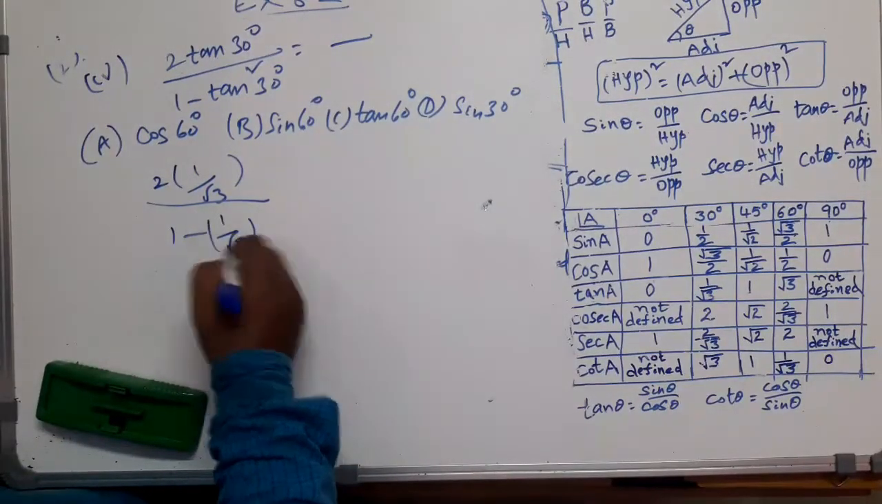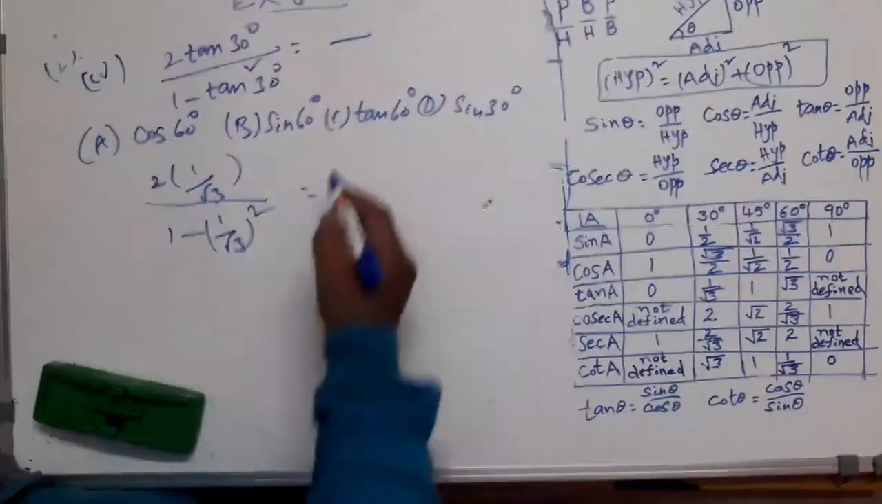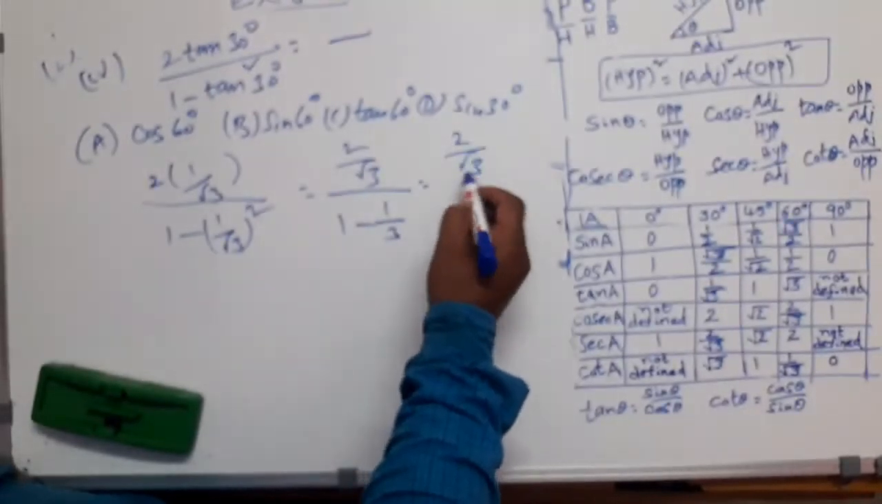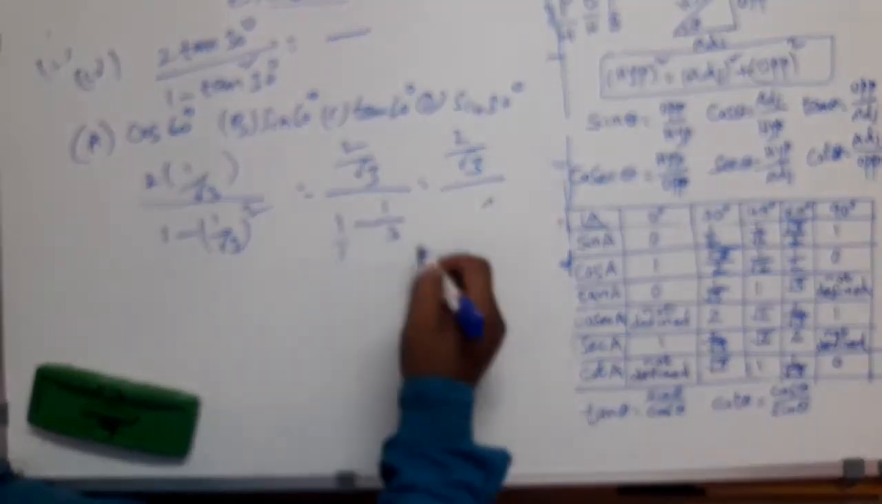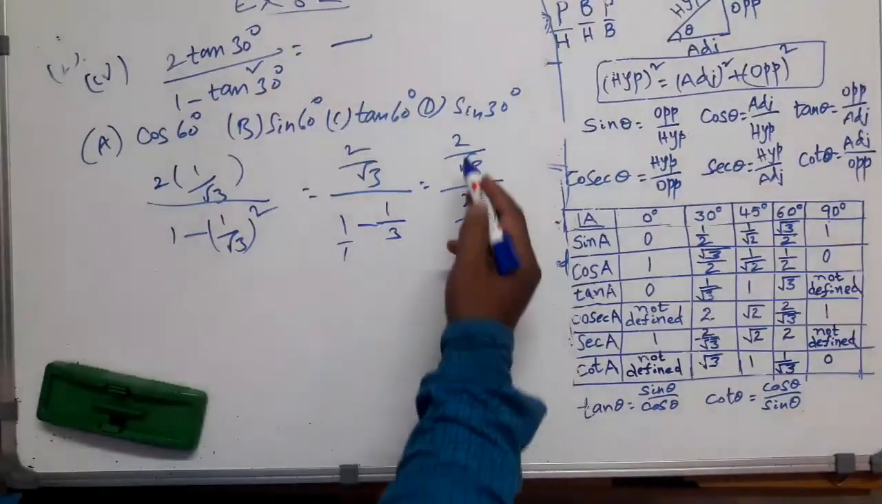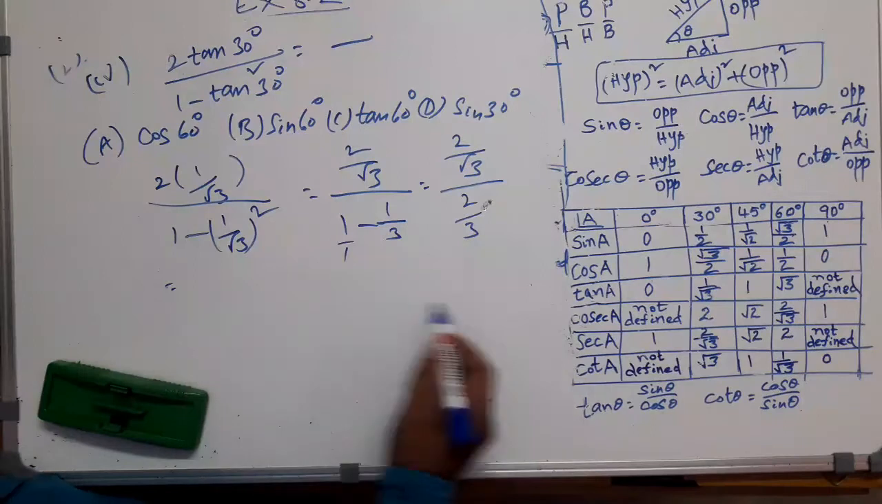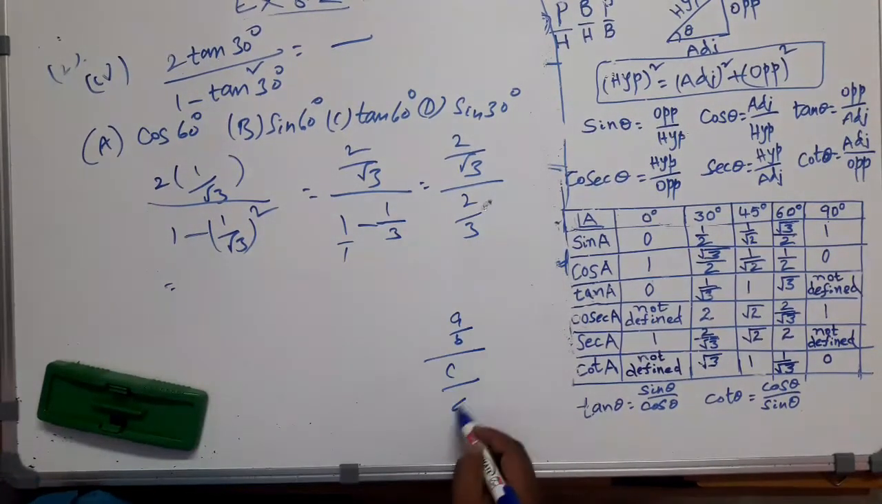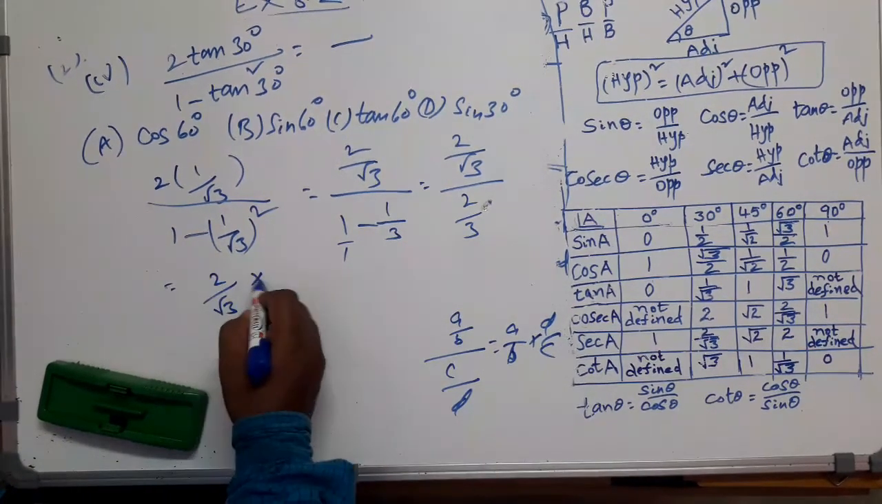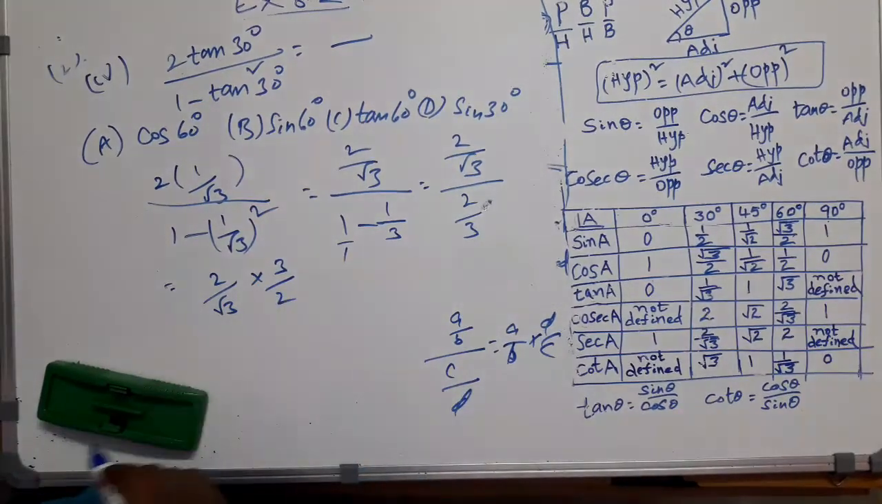That is tan 30 degrees whole square. So this is 2 by root 3 upon 1 minus 1 square by root 3 whole square. 1 square is 1, root 3 whole square is 3. So this is 2 by root 3 upon 1 minus 1 by 3, which is 2 by 3. What will you do now? This is of the form a by b whole by c by d. So what will you write? a by b multiplied by d by c. So this is 2 by root 3 multiplied by 3 by 2.